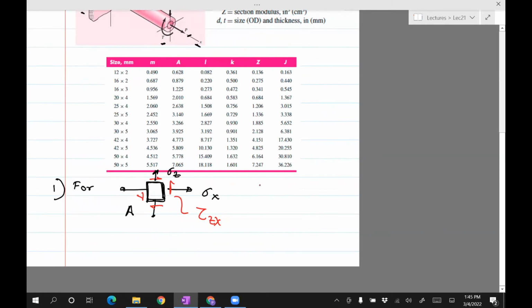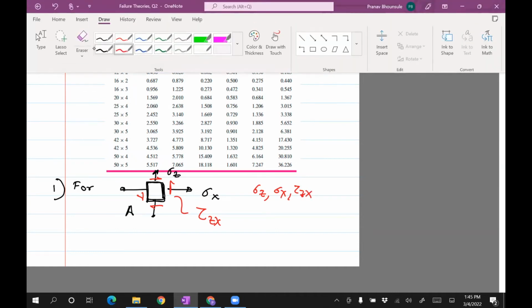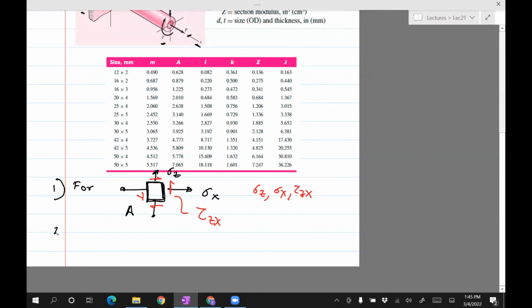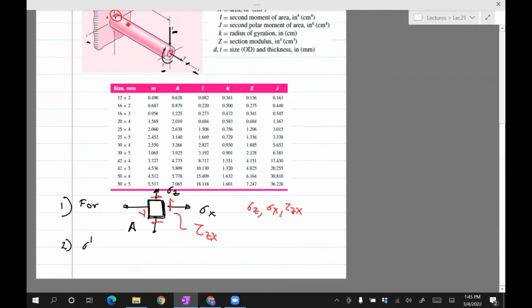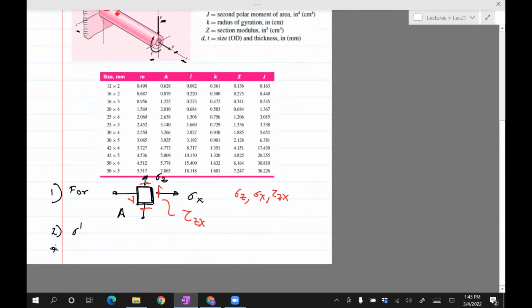Okay, so we need to compute sigma Z, sigma X, tau ZX. The second step would be to compute sigma prime, which is the von Mises stress. And then the third step is, I think there's a design factor here. So we need to say that sigma prime will be sigma max.